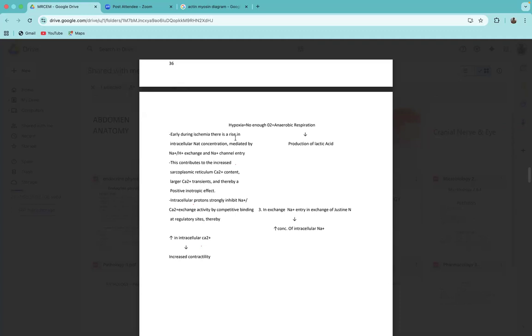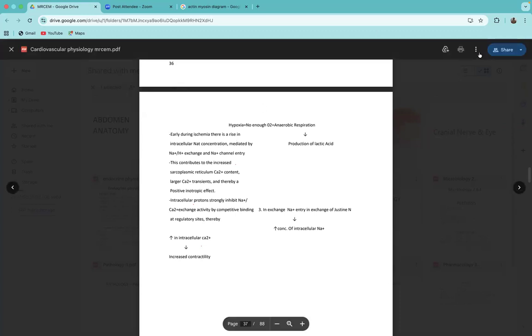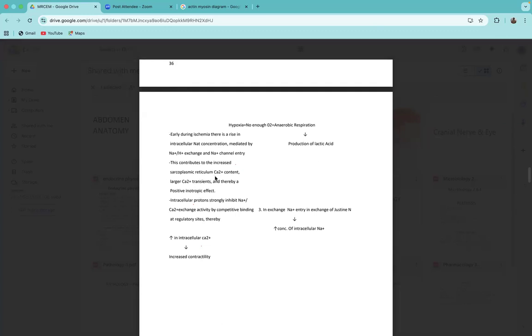This contributes to the increased sarcoplasmic reticulum activity, and due to that, calcium will come around as well. Due to the presence of calcium, there are larger calcium transients and thereby a positive inotropic effect, as we have already seen, in that part of the cell. Intracellular protons strongly inhibit the sodium calcium exchange activity, and competitive binding will occur. In exchange of sodium entry, there will be increased concentration of intracellular sodium as well.